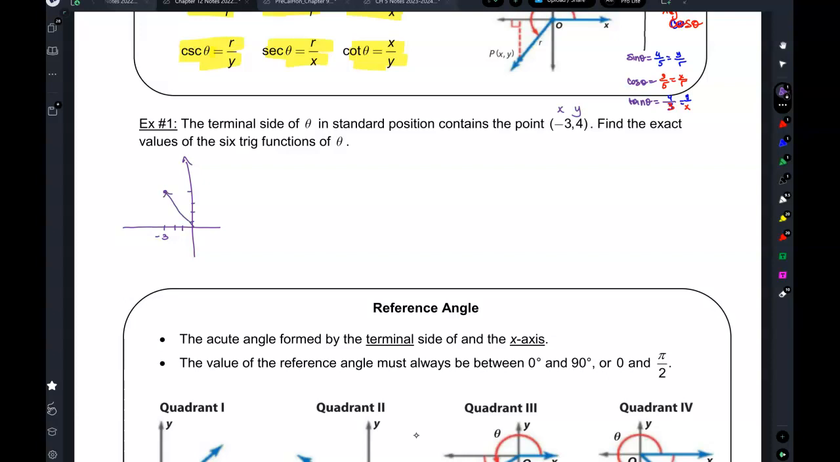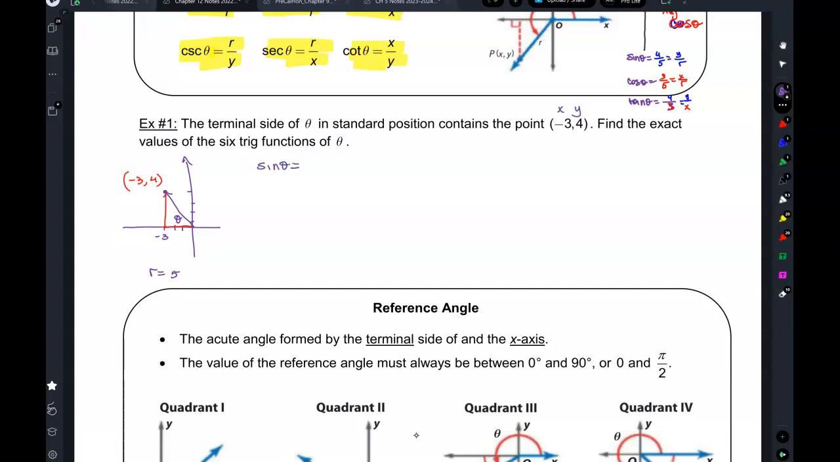I'm just going to draw it so I show you the orientation of this. Theta is always in between that terminal side and the x-axis. Always. So here I have x and y. This is the point -3, 4. How much is r? Still 5.